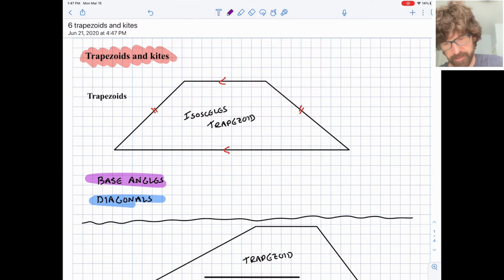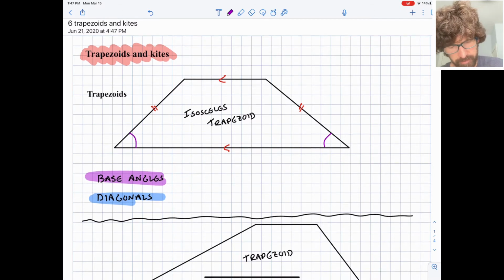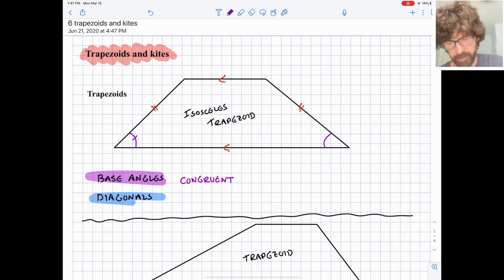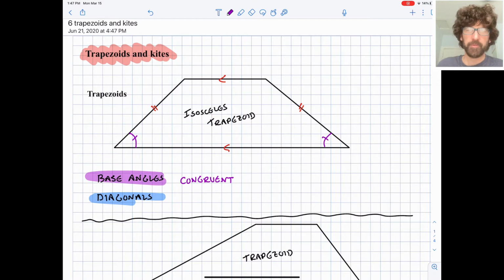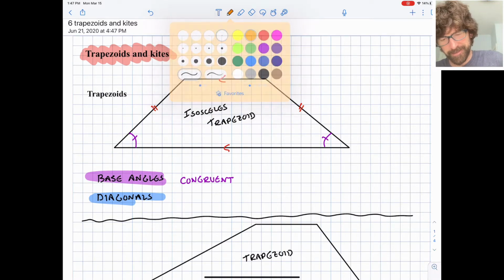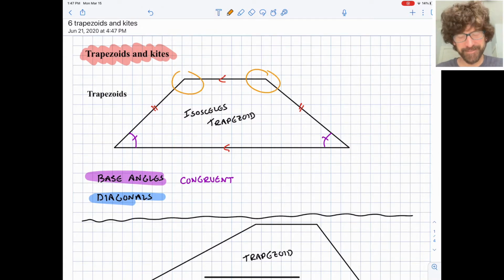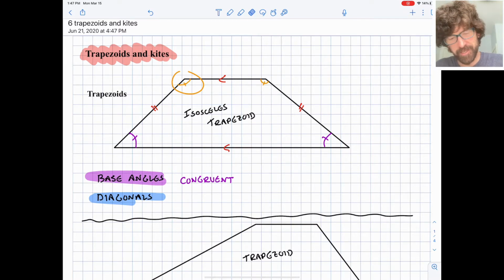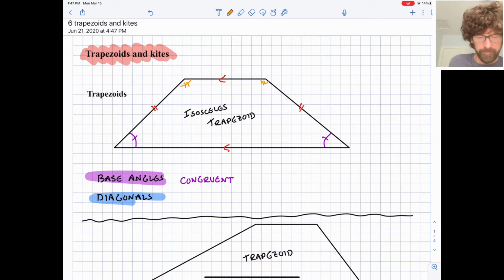So the base angles of the trapezoid are these two angles, and those are going to be congruent. Okay, so those two angles are congruent. I hope you can imagine our trapezoid could be flipped upside down as well, right? And these could be the base angles also. The base angles are just the angles opposite the congruent sides. So these angles would be congruent as well. It doesn't really have to be on the top or the bottom of the trapezoid, but those angles would be congruent as well.